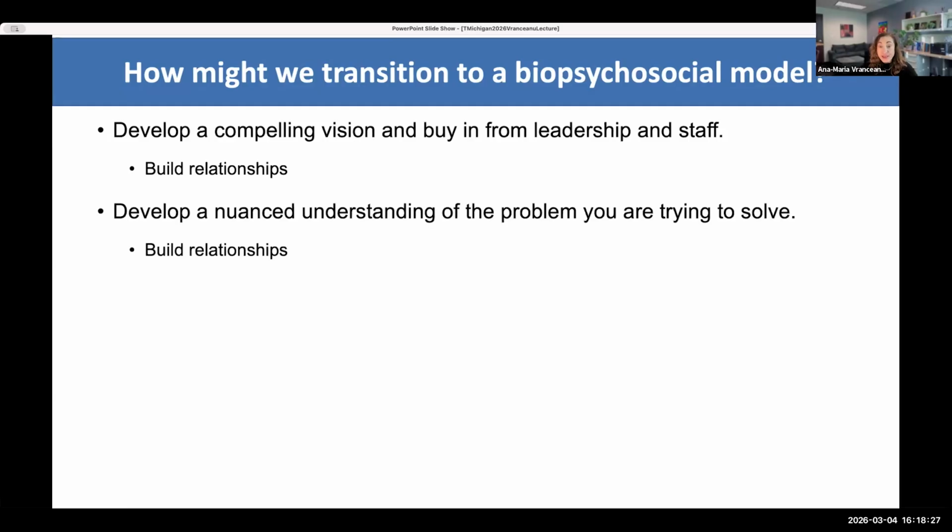Second, it's important to develop a nuanced understanding of the problem we are trying to solve. For us, we needed to understand more about the psychosocial distress in the Neuro ICU, including perceptions of patients and families. We knew there's stress at the time of admission, but we didn't know what was happening with this distress over time. Would it go away? Would it not go away? Would patients and families want an intervention or not? So there was a lot of work that we needed to do.